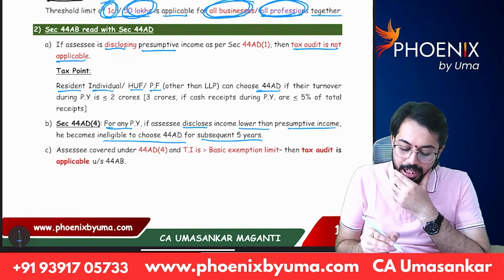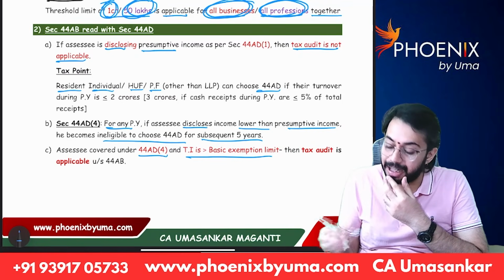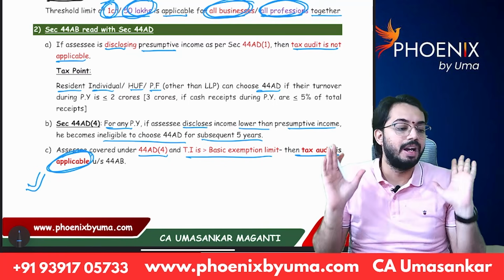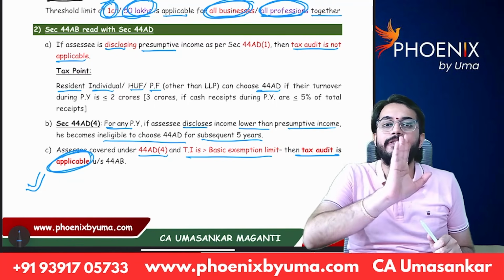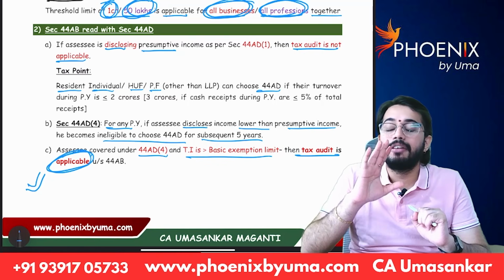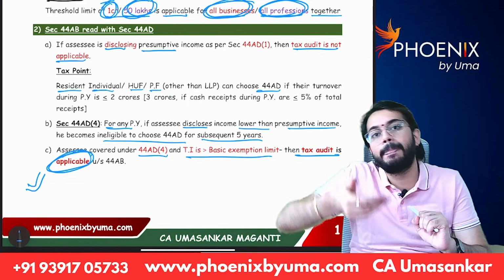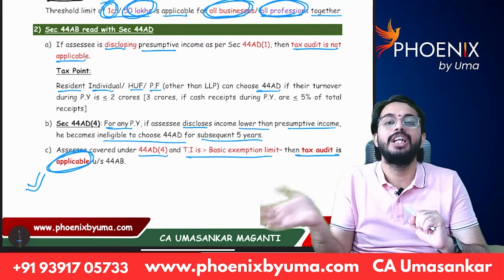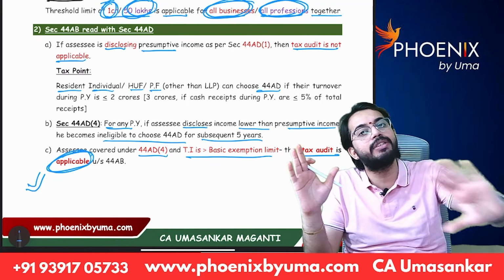You can see this point: if the assessee is covered under 44AD(4) and total income is greater than basic exemption limit, then tax audit is applicable. Are you able to understand? Super. I will summarize. Generally, if you are choosing presumptive provisions, 44AD is not applicable. But once you choose 44AD, for 5 years you have to choose 44AD. In these 5 years, if you opt out of 44AD, if you violate 44AD, then for the next 5 years you cannot choose 44AD. So generally you have to choose 44AD continuously for 5 years.